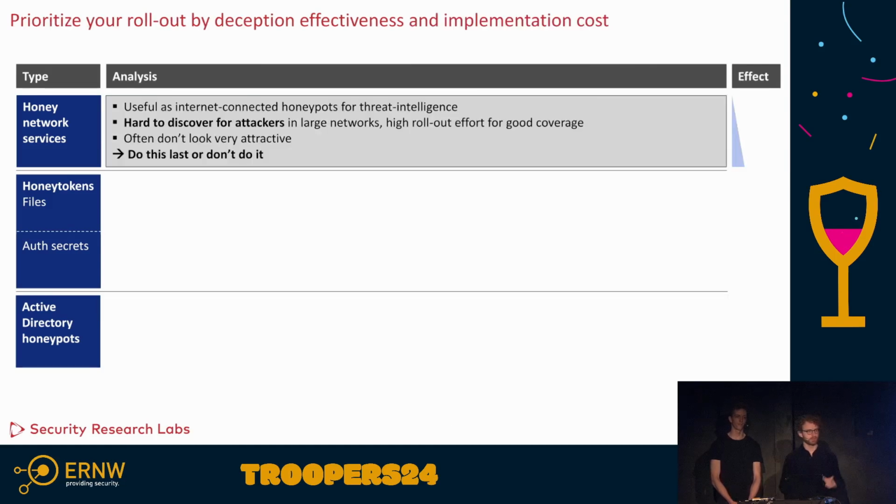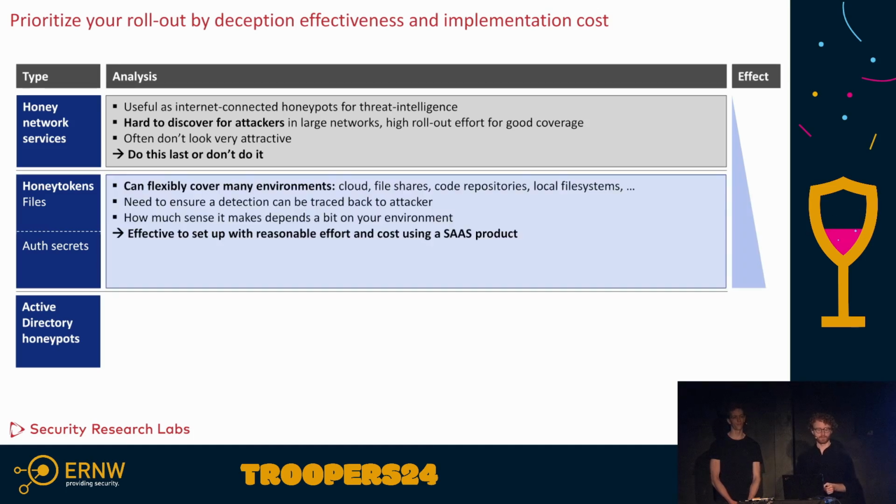So in what order would we recommend to deploy them? Because they can be quite hard to discover, we would recommend to do the honey network services last. Before that, we would say use the authentication secrets, because they can flexibly cover a lot of different environments together with the honey files. And it depends a little bit what your actual architecture is. If you are more cloud first, this can be more useful. And here we actually think there are SaaS products where you can set this up with a reasonable cost and effort.